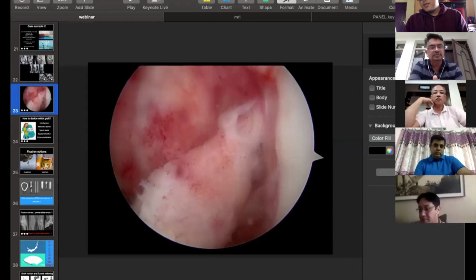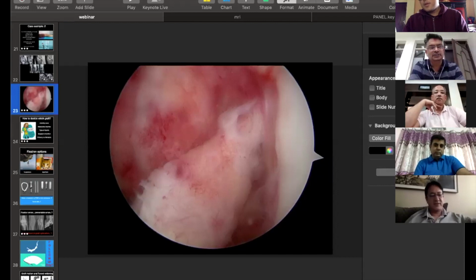In the last 3 years, we have done about 350 remnant preservation ACL reconstructions. We have never done a notchplasty. Soft tissue notchplasty you can do.